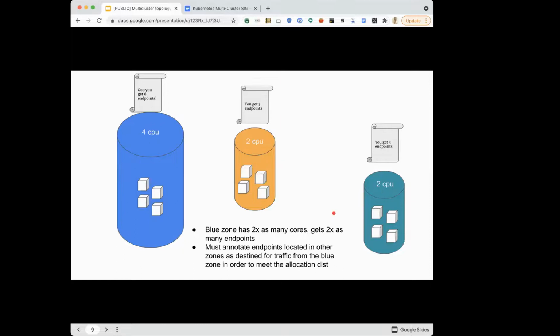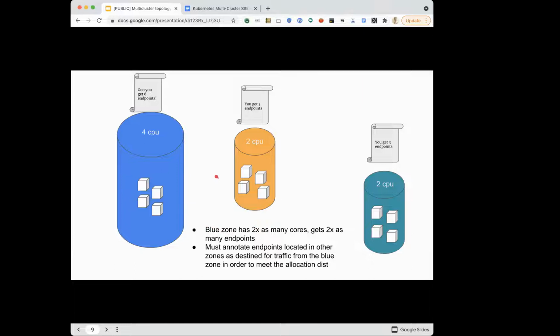Where this is different is if one zone has more capacity as judged by CPUs. This could be because this is a bigger node for some reason, which is how I represented this in clip art form, or it could just be that there's more nodes in this zone. So then the algorithm needs to give 2 times as many backends to the blue zone annotation, because it has 2 times as much capacity as the other locations.